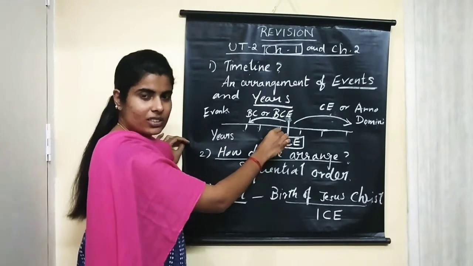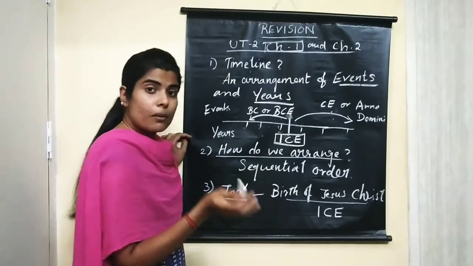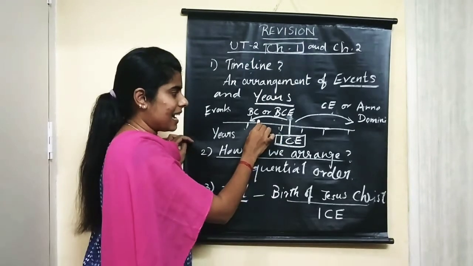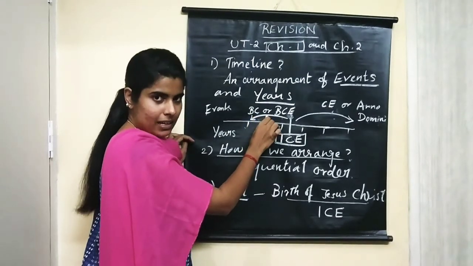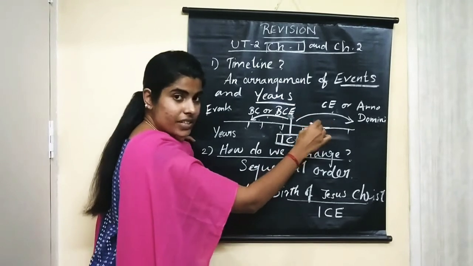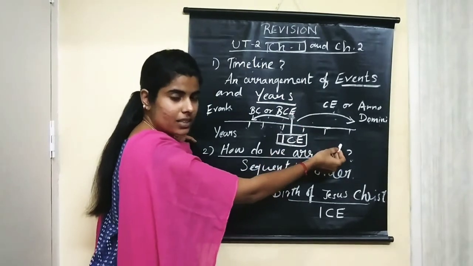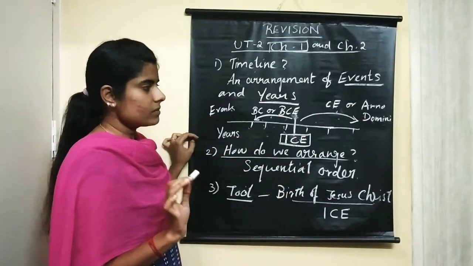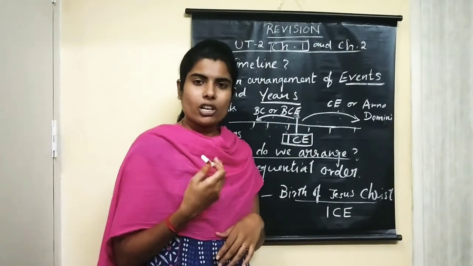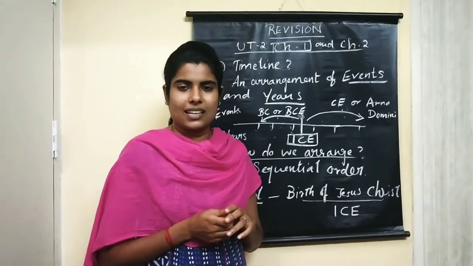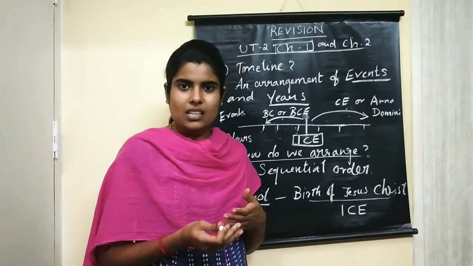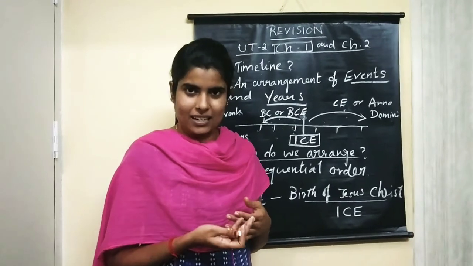And the events or the activities which happened before Christ's birth, we call it before common era, and the events and activities which happened after his birth, we call it common era or Anno Domini. Okay, so what do we call the year 2000 as? 2000 is like we all have been born, right? So it is in common era, okay?